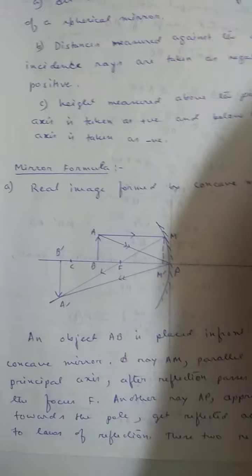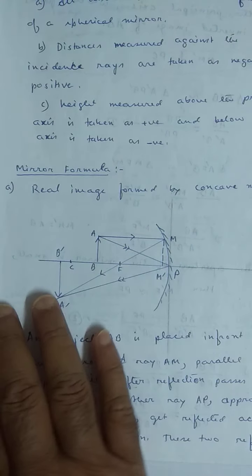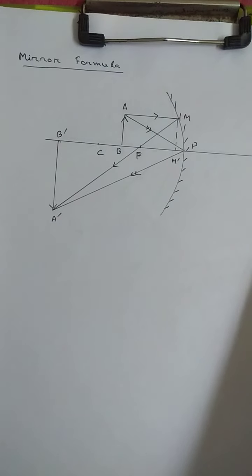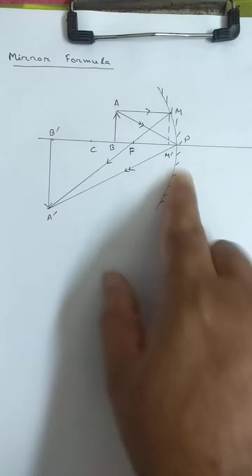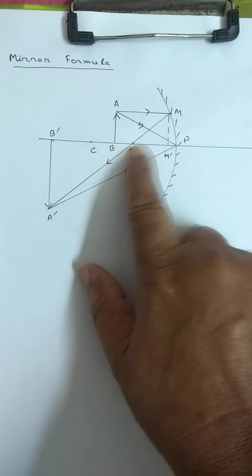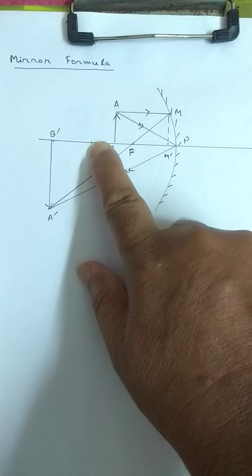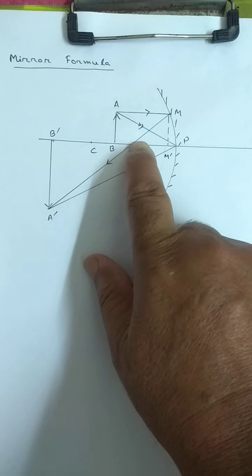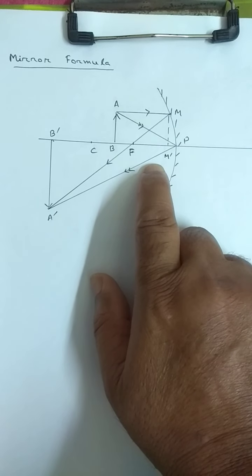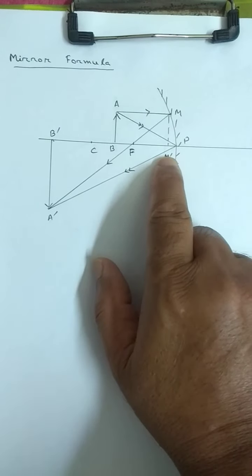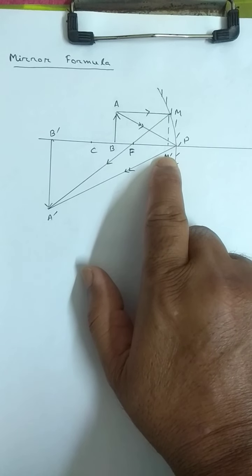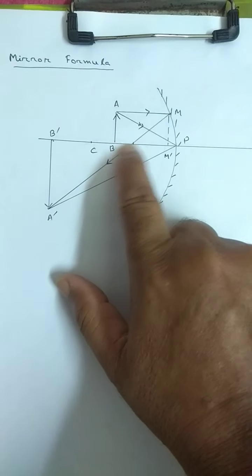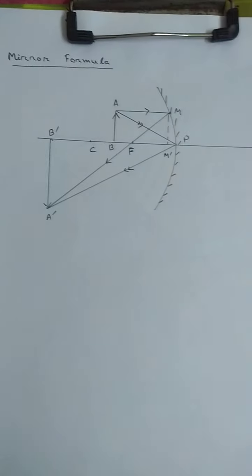Okay? So what is the first formula? The first formula is for a real image formed by the concave mirror. So this is the concave mirror, this is the focus, and this is the center of curvature. So PC is the radius of curvature and PF is the focal length. We know that R is equal to twice F. Therefore, when we draw the diagram, this condition should be satisfied. That means CF must be equal to PF.